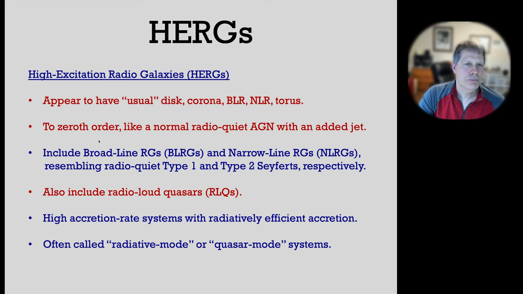And as we already talked about, the high excitation radio galaxies appear to have the usual disk, corona, broad line region, narrow line region, torus, and so on, at least to first order. And then to zeroth order, they appear to be like a radio quiet AGN with a jet added on top. Okay, so let's see how well that basic idea works: take a radio quiet AGN, just add a jet on top, and see if you get a high excitation radio galaxy or a radio loud quasar.